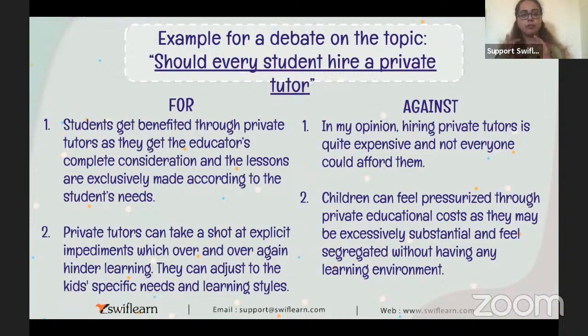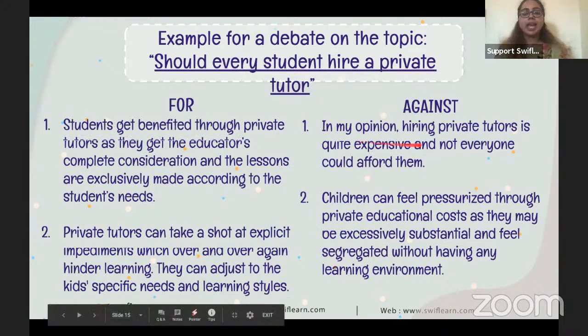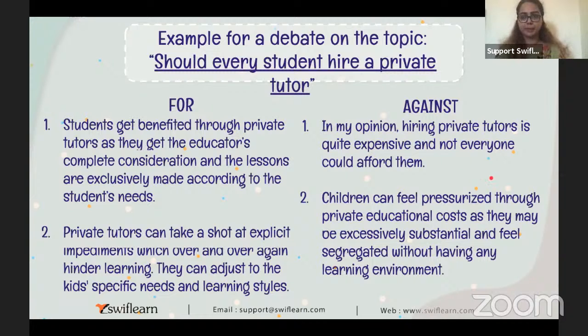So this is, if we were for the topic, we would be talking in this manner. But if we were against the topic and we don't agree that there should be a private tutor for children, this is how it would go about. In my opinion, hiring private tutors is quite expensive and not everyone could afford them.